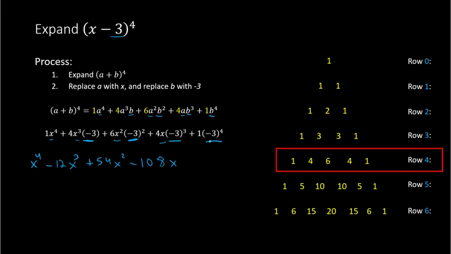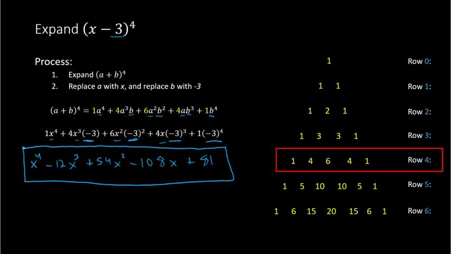And then the last term, we have negative 3 to the 4th power. It's going to be a positive 81 times the 1, which is still positive 81. So our expanded expression would be right here. So this would be our final answer.